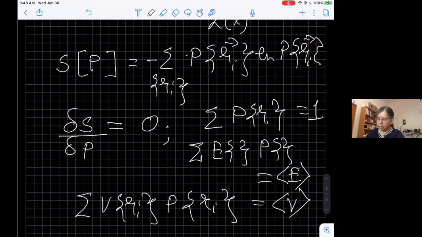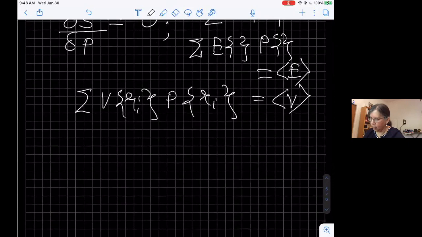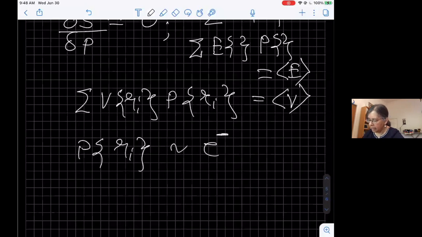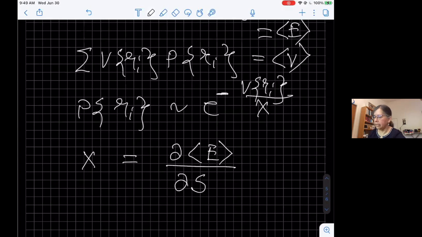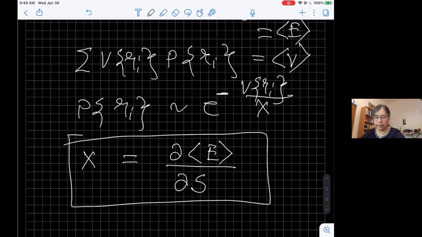If you just go through this extremization with the Lagrange multiplier, you're going to get a distribution which is e to the minus something. And this x will turn out to be, writing this right, temperature is del s del e. Yes. So that will be the definition of x. So this is another way to get it. Yeah, this helps. Thanks. But everything is based on this idea of equiprobability and ergodicity and dynamically something being conserved.